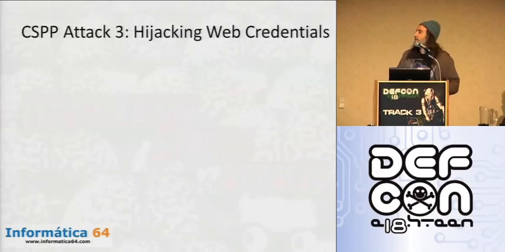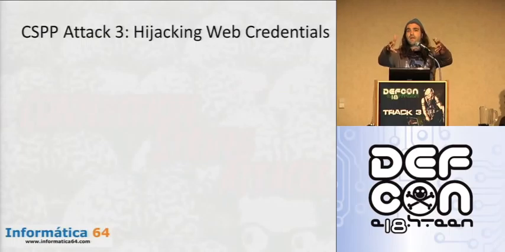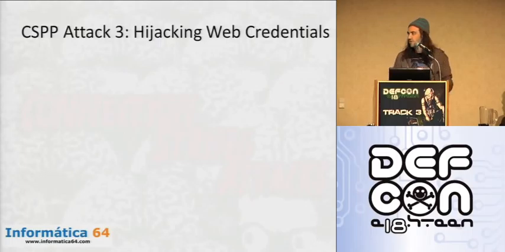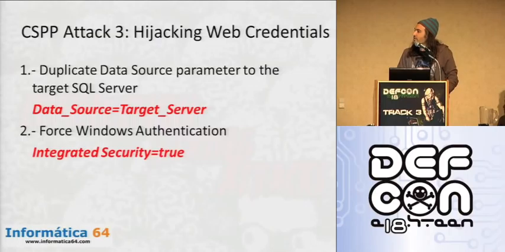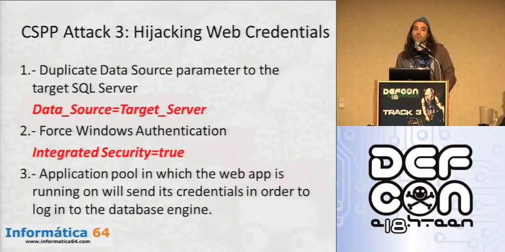The third attack is quite simple. The idea is: the web server has a system account that is in the company, and the database is in the company. Why are you asking me for a credential? Use your credential and get me in. So duplicate the data source parameter, then set integrated security equals true, and that's all, because the application is going to take its credential to connect to the database, and we are going to have a connection to the application.